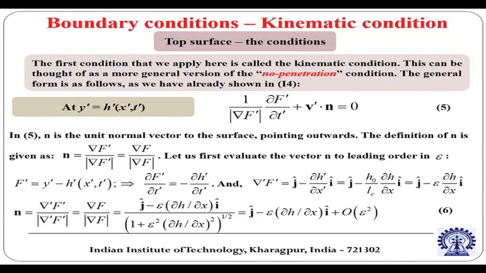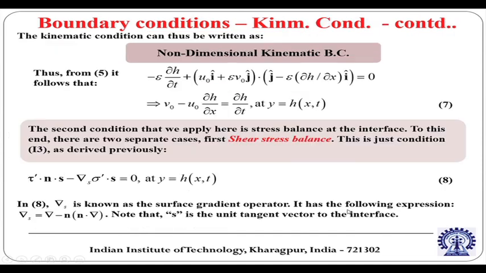So, you can see that we have calculated the normal vector. If you look into the slide, it is grad f by mod of grad f. Then j minus epsilon del H del X i plus some terms of the order of H square, which is small. So, you can see that V0 is equal to del H del T plus U0 del H del X. This is the kinematic boundary condition. So, we have expressed the kinematic boundary condition in terms of the small parameters using the lubrication theory approximation. So, this is one boundary condition. Next, we will move on to the shear stress boundary condition.